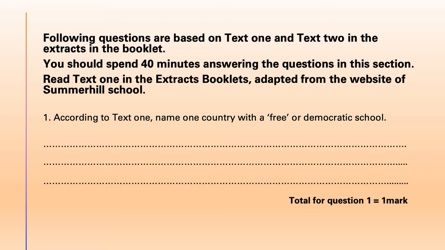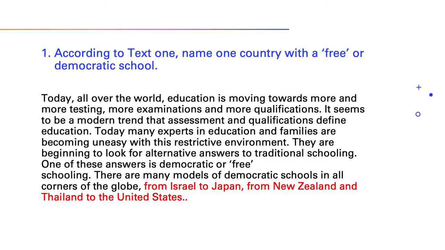Now let's take the first question taken from Text 1. According to Text 1, name one country with a free or democratic school. The first question is usually a literal question and most probably you'll find the answer in the first paragraph. So you need to skim the first paragraph to spot the answer as quickly as possible and then transfer the answer into the answer sheet, taking few seconds only. In this question, the answer is easily recognizable, so no need to take much time on this question.